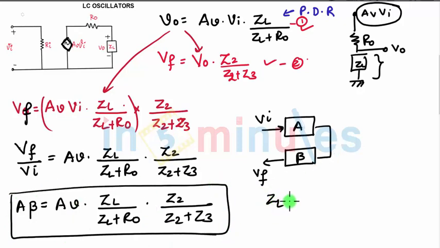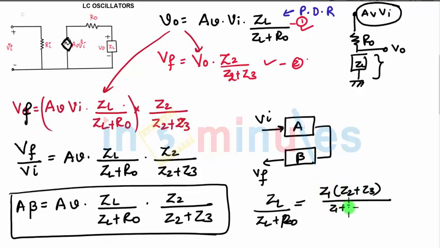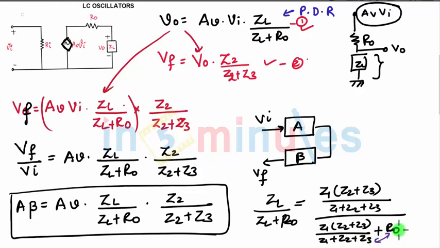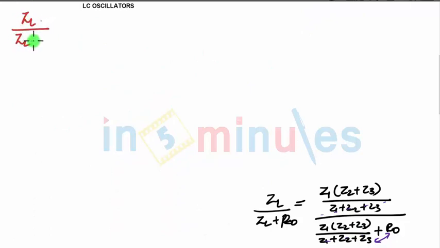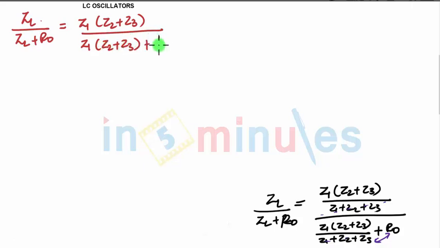Now ZL upon ZL plus RO. We know ZL is nothing but Z1 into Z2 plus Z3 upon Z1 plus Z2 plus Z3. The whole divided by Z1 into Z2 plus Z3 upon Z1 plus Z2 plus Z3, plus RO. So after simplifying, this will get multiplied with RO and the denominator will get cancelled from both the sides. So what you are left with, ZL upon ZL plus RO will be Z1 into Z2 plus Z3 upon Z1 into Z2 plus Z3 plus RO into Z1 plus Z2 plus Z3.